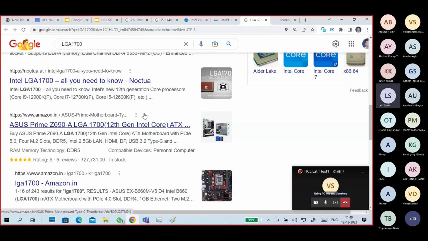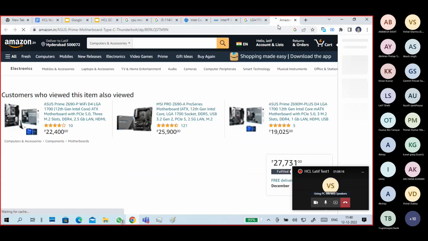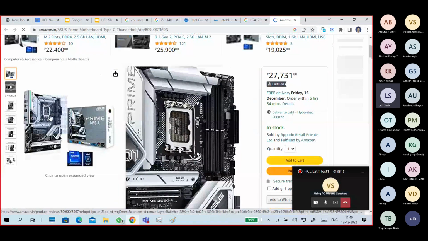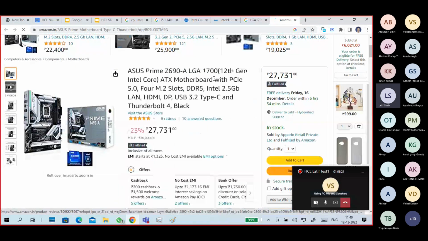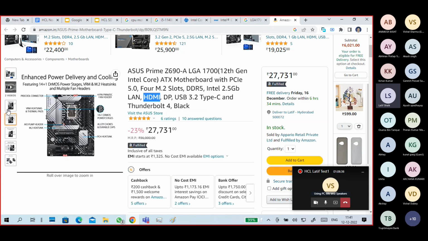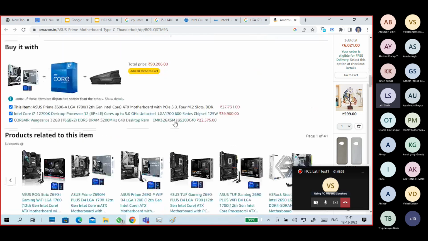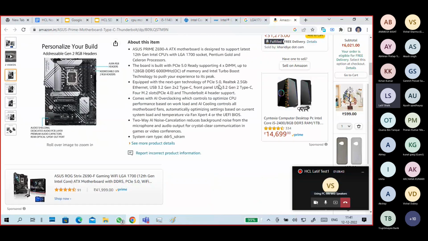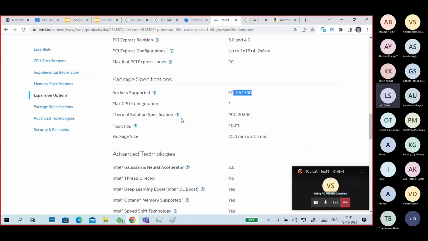like this. So this is an Asus motherboard. Okay, this socket is 1700 socket, supports 12th generation Intel processor, and there are 4 M.2 slots and PCI 5.0. DDR5 support is there, HDMI support is there. Okay, so that must match. Okay, processor and motherboard support.